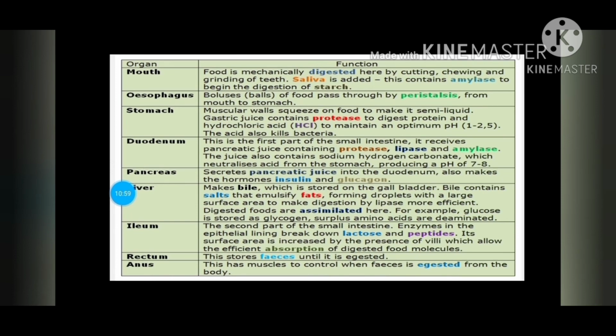Like the first part is the mouth, and you know that in the mouth, teeth are present, and these are helpful for cutting, chewing and grinding the food. Okay, saliva is added, in which the amylase enzyme is present. This amylase enzyme is helpful for the digestion of starch. Next you can see the esophagus, and I told you it is the food pipe, and here the peristalsis process takes place. Next one is the stomach.